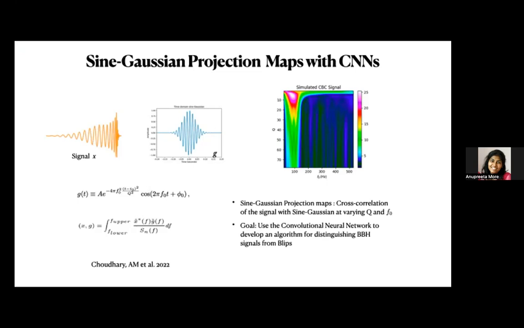And since this is an image, we make use of it to analyze with the help of machine learning algorithms like convolutional neural networks, CNNs. And we attempt to distinguish these binary black hole signals from these blip glitches.